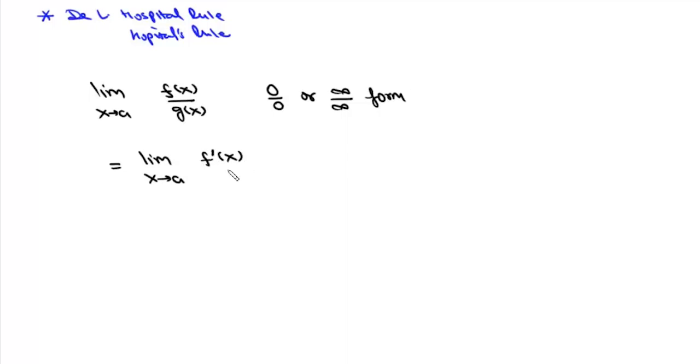x tends to a, f(x) upon g(x), and this is 0 upon 0 or infinity upon infinity form, then we can write this limit as limit x tends to a, f dash x upon g dash x. Now, if we use direct substitution, we can write this as f dash a upon g dash a.